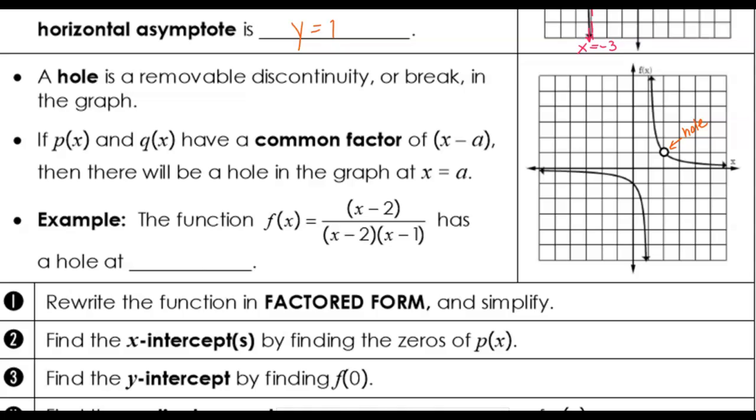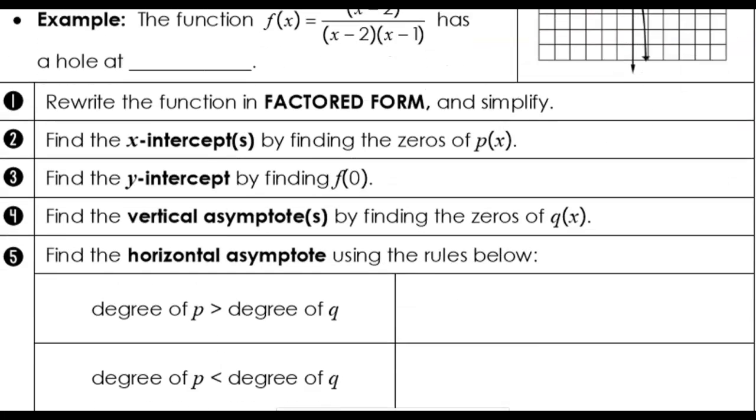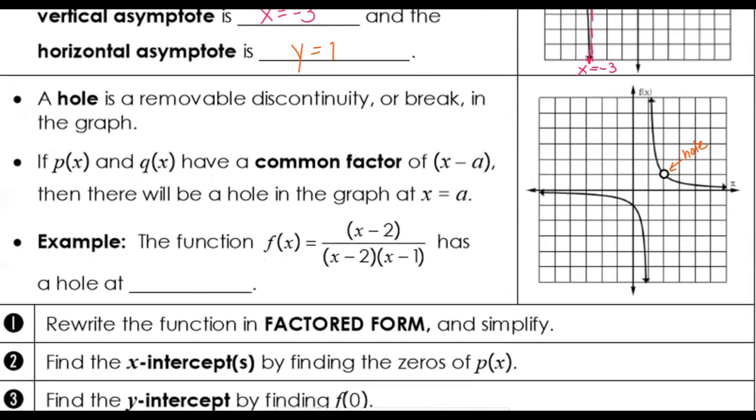Yes. I love that you put it in your own words. Exactly. When you have a common factor between the numerator and the denominator, those common factors will cancel out, creating a hole, creating a removable discontinuity. A hole is like the slang word for it. Removable discontinuity or break in the graph.